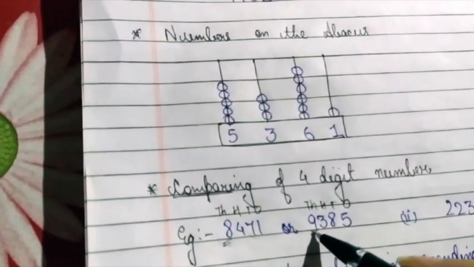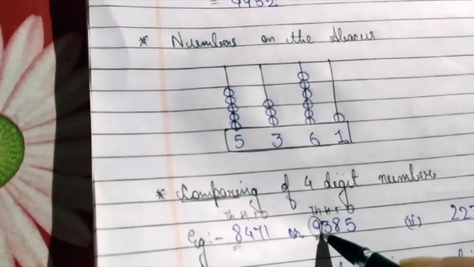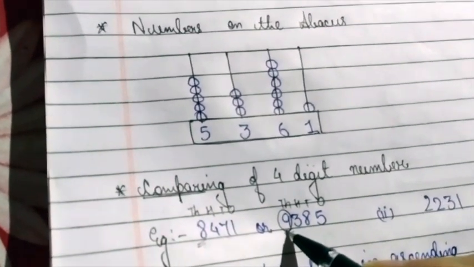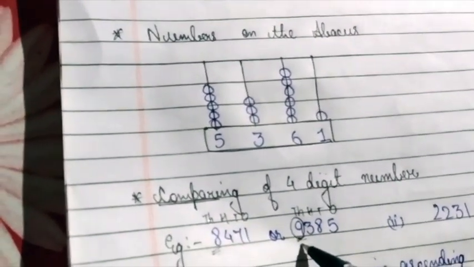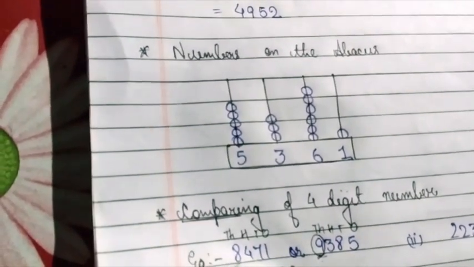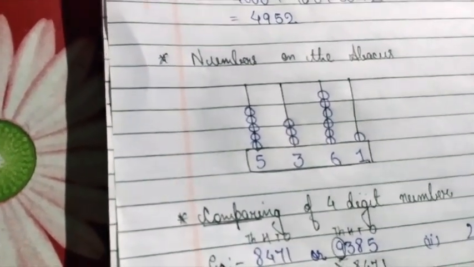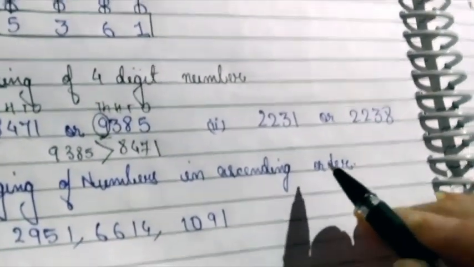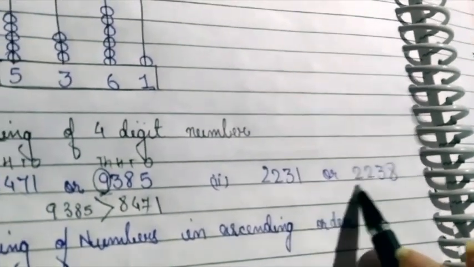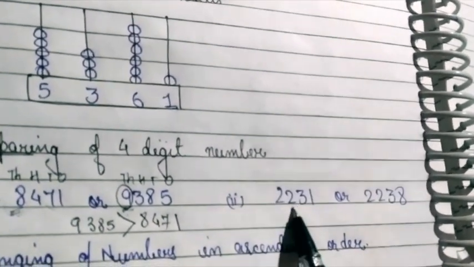So 8 is greater or 9 is greater? Yes, 9 is greater. So 9385 is greater than 8471.